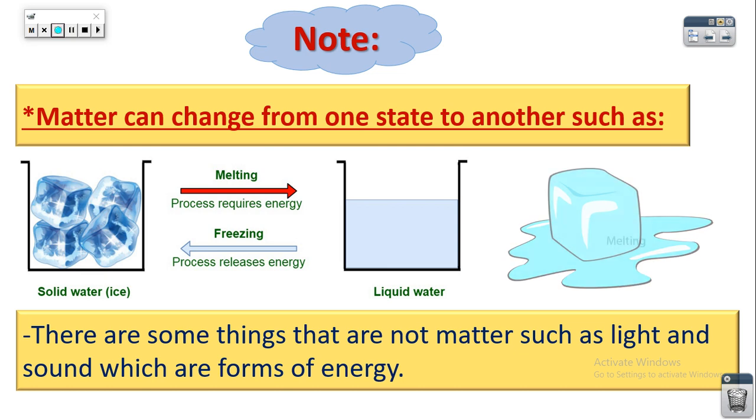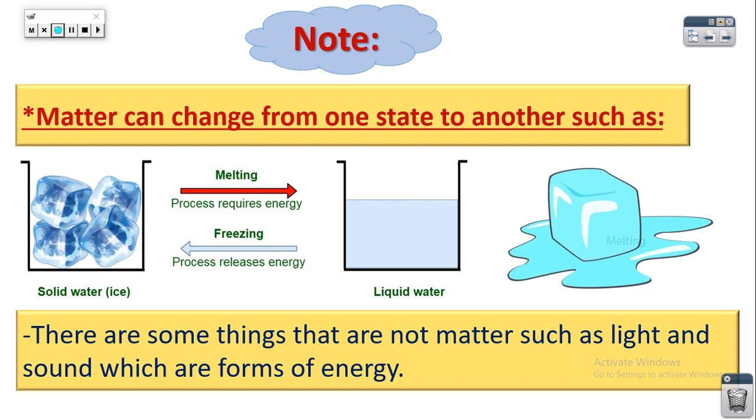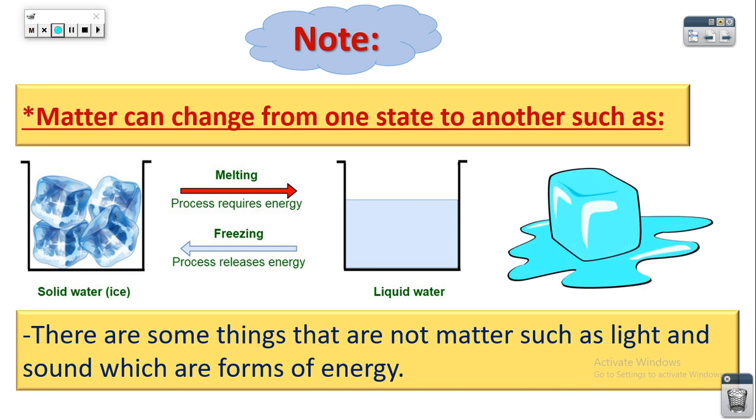And we have a very important note. There are some things that are not matter, like energy. Does energy have a mass? No. Does energy have a volume? No. So energy is not matter. Any form of energy, sound, light, heat, kinetic, potential, chemical, any form of energy is energy, not matter, because it has no mass and no volume.